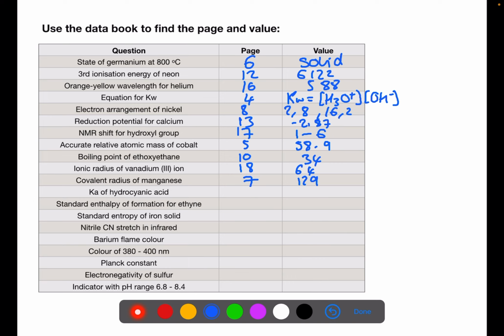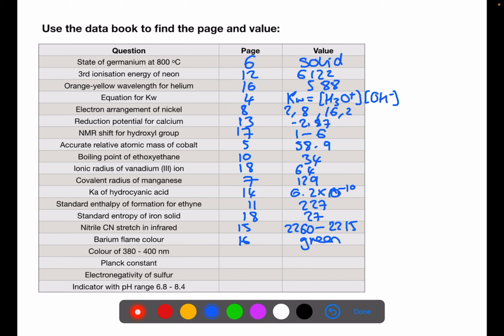The Ka for hydrocyanic acid you will find on page 14 and is 6.2 times 10 to the minus 10. The standard enthalpy of formation of ethine is on page 11 and is 227. Your standard entropy of iron as a solid is on page 18, 27. The nitrile CN stretch in the infrared you can find on page 15 and is between 2260 and 2215. Barium flame colour you will find on the flame page on page 16 and is green.